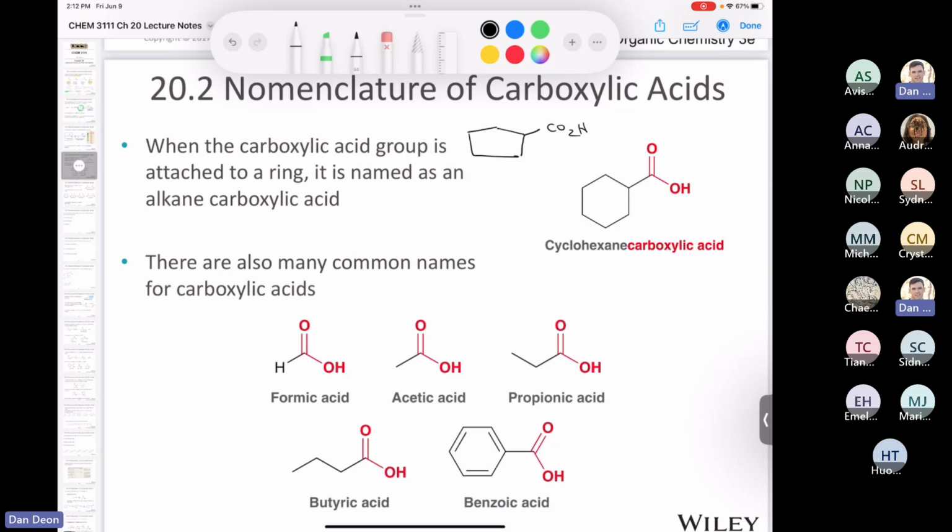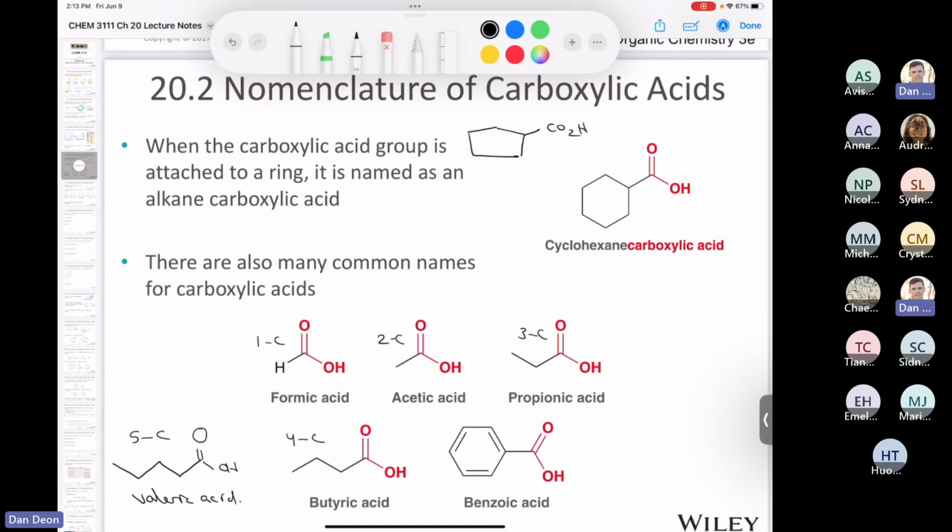Also, I think it's important for you to know the common names of the first 5 carboxylic acids. So the first one, where you have 1 carbon, is formic acid. Number 2 is acetic acid. 3 carbons is propionic acid. 4 carbons is butyric acid, and 5 carbons, so that's 1, 2, 3, 4, 5, is called valeric acid. So valeric acid.